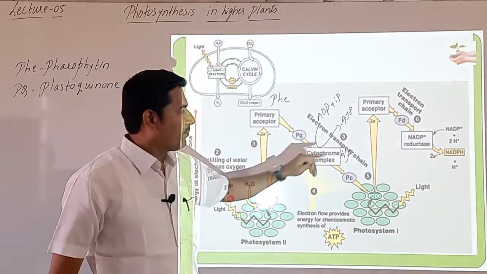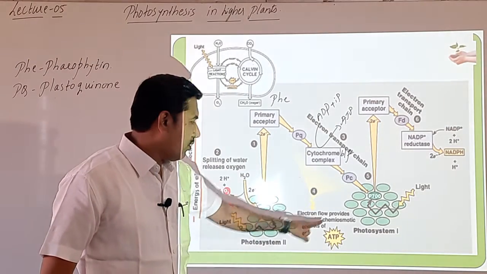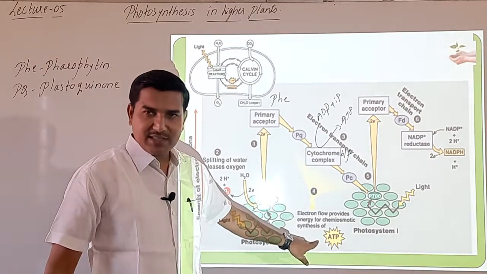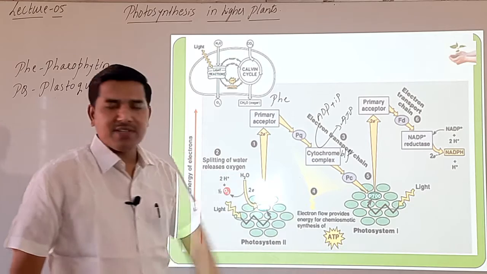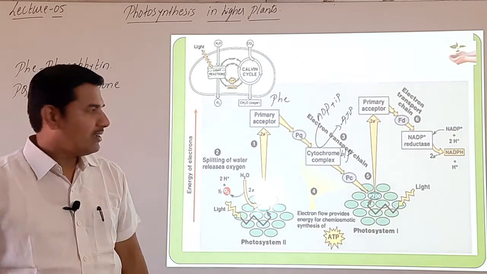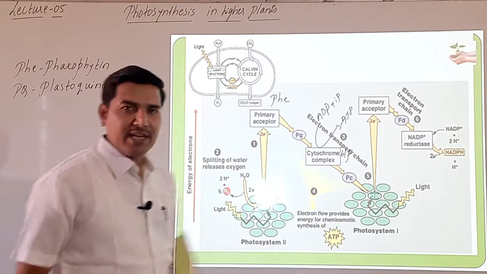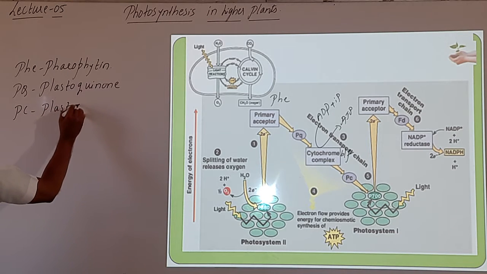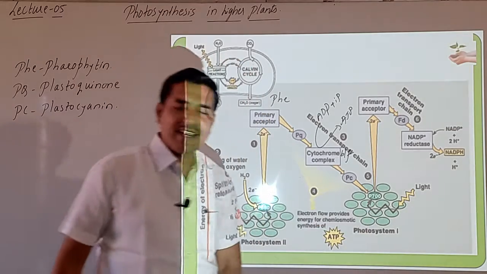Okay, so let us take that ATP is formed here. There is a symbol which is given: electron flow provides energy for chemiosmotic synthesis of ATP. So here ATP gets synthesized. That ATP is released into the stroma only. Then the electron comes to PC. PC is plastocyanin. Then the electron will move towards photosystem 1, the reaction center of photosystem 1.